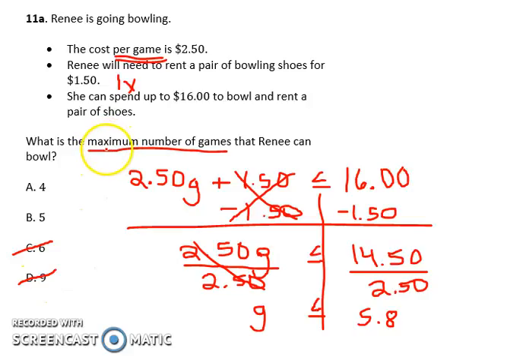And we want the maximum, the most number of games that is less than or equal to 5.8. That's going to be 5. 5 is the closest. She doesn't have enough money to bowl game number 6. She can only bowl 5.8, which means she can only bowl 5. And that means she's going to have a little bit of money left over to either take home or maybe buy a candy bar or something.